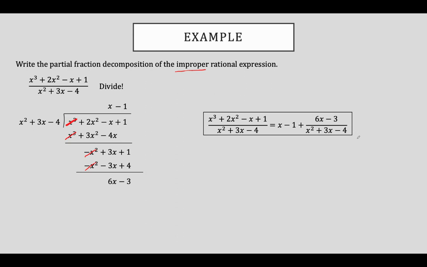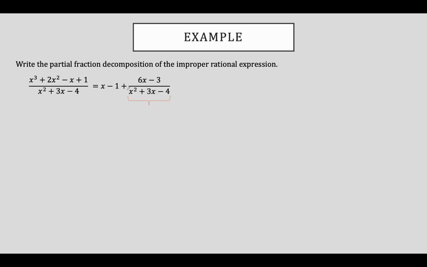And once we have completed the long division, we want to decompose this fraction now. Okay, here's the fraction we're working with. We can now factor the denominator. The denominator in this case factors into x plus 4 times x minus 1. We have, again, distinct linear factors. This is going to decompose into a over x plus 4 plus b over x minus 1.